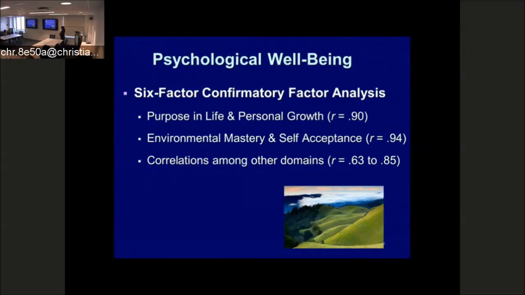So we really need better measures for well-being. There's a lot of work that needs to be done. Environmental mastery and self-acceptance, 0.94, and the other correlations are also very high. So if you use these six domains in the regression equation, the model will collapse, because the correlations are just too high. The correlation really gave us problems.